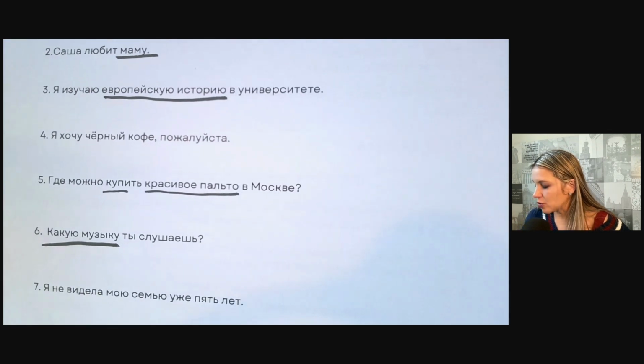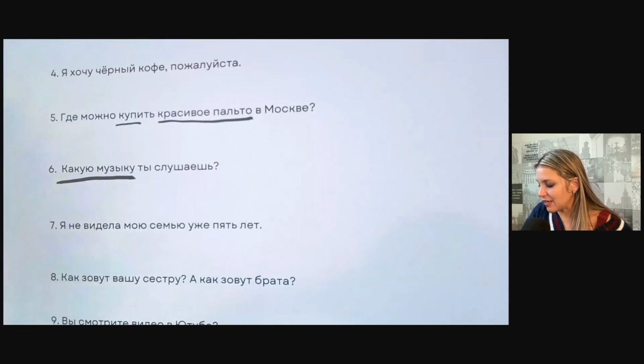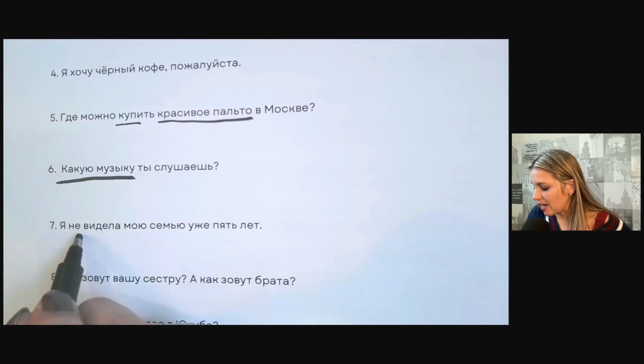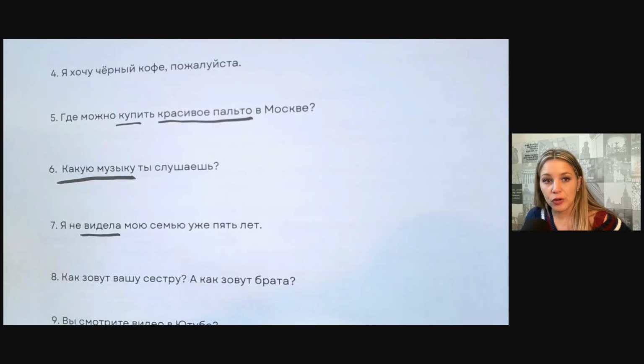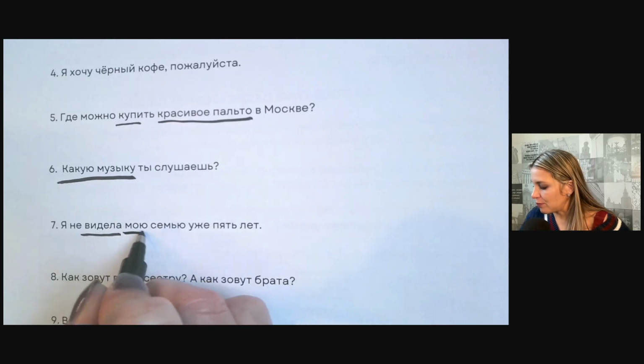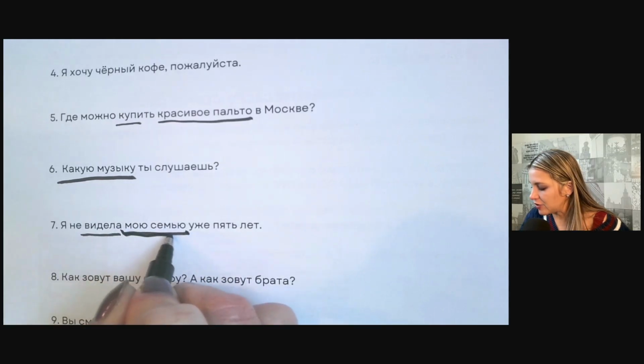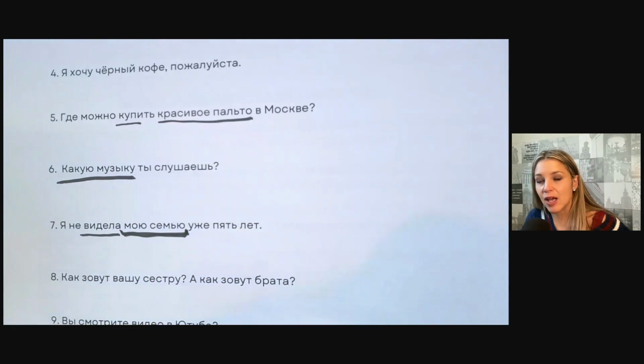So, okay, next one. Я не видела мою семью уже 5 лет. Okay, so we're looking for the direct object. Okay, so we come down and let's identify the verbs in the sentence. Okay, видела, to see. What do you see? Or what haven't you seen? Мою семью. So мою семью is our direct object. You haven't seen my family. What are you doing to my family? You're seeing it. Okay, next one.